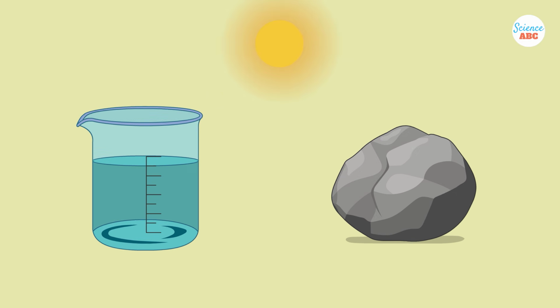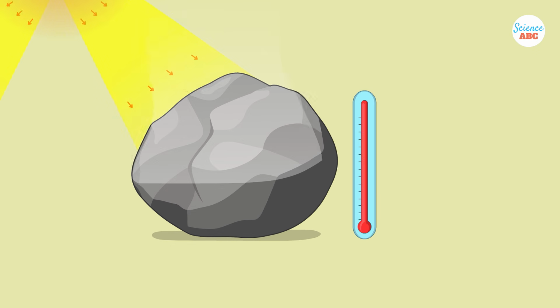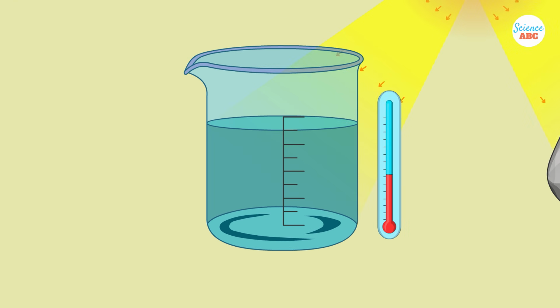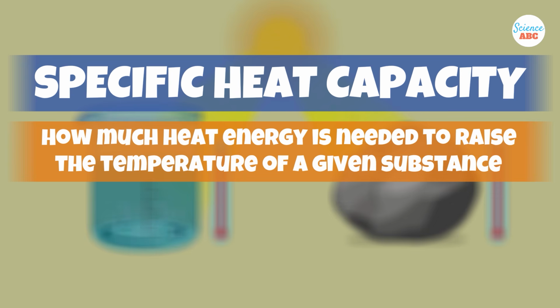When heat is applied to an object, its temperature increases, and when heat is reduced, its temperature decreases accordingly. Some materials resist the change in their temperature more than others. In other words, the temperature of some materials will increase quickly when you supply them with heat. In contrast, some materials will take longer and require more heat to increase their temperature by the same amount. Specific heat capacity measures how much heat energy is needed to raise the temperature of a given substance.